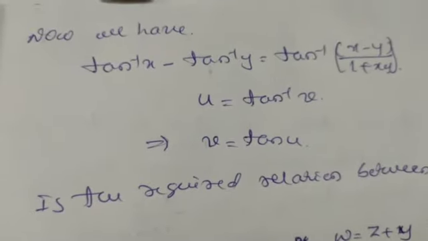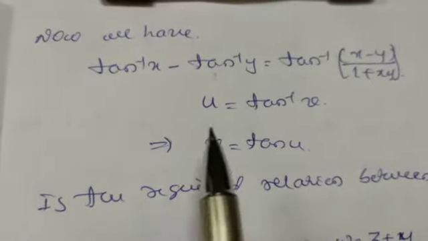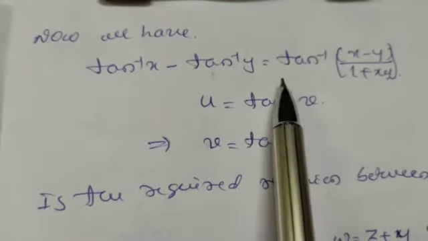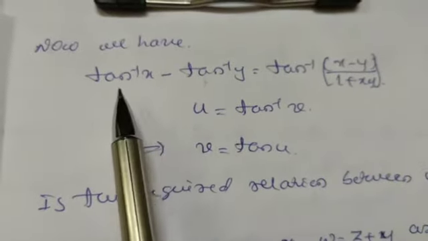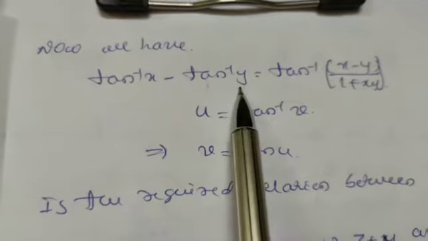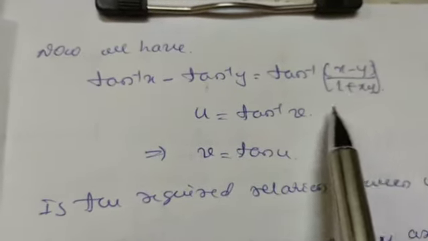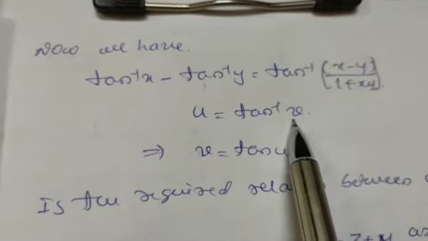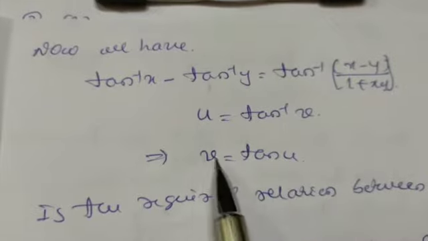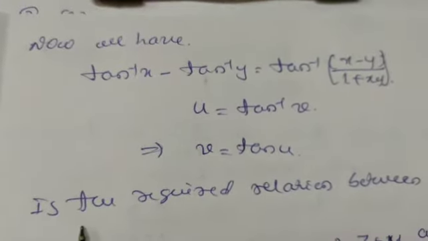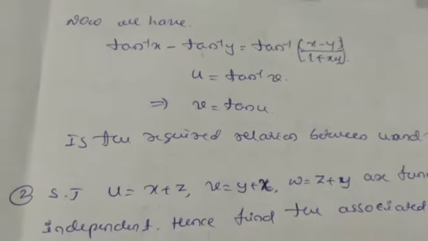Now we have to find the relation between these two also, as asked in the question. We know that tan inverse x minus tan inverse y is equal to tan inverse of (x minus y) divided by (1 plus xy). Here tan inverse x minus tan inverse y is given as u, and tan inverse of (x minus y) divided by (1 plus xy) is v. From the given data we have these two. So this implies v is equal to, taking tan inverse to this side, tan u. This is the required relation between u and v.